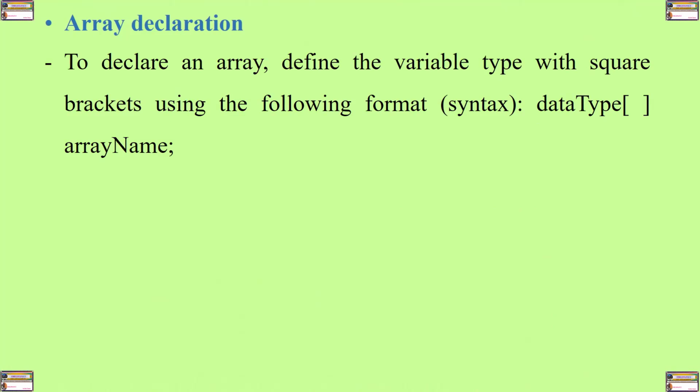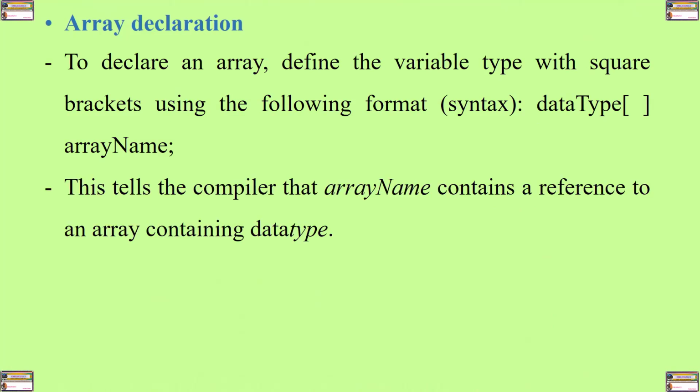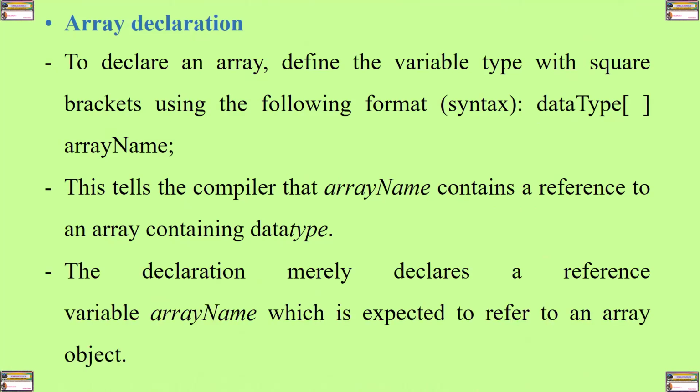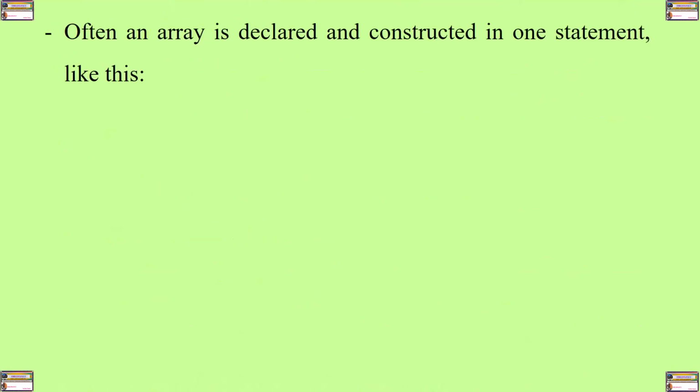Within the square brackets, you can enclose the number of elements that will be contained in the array. So this statement tells the compiler that the array name contains a reference to an array containing data type. The declaration merely declares a reference variable called array name, which is expected to refer to an array object.